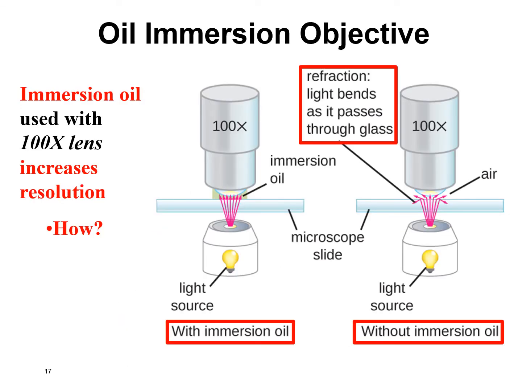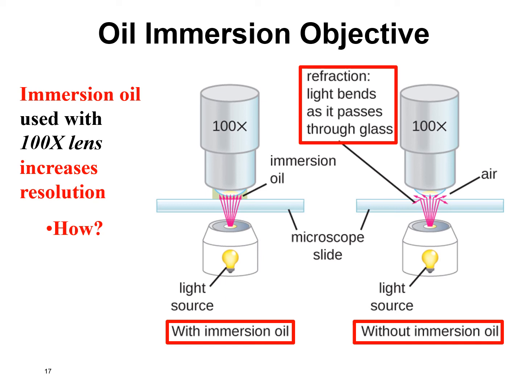Okay, so with these 100x objective lenses on our Brightfield microscopes, we do use immersion oil with these, and that's because it increases the resolution. And so if you do try to use the 100x lens and you forget to use the immersion oil, your picture will be very blurry and you have very low resolution.